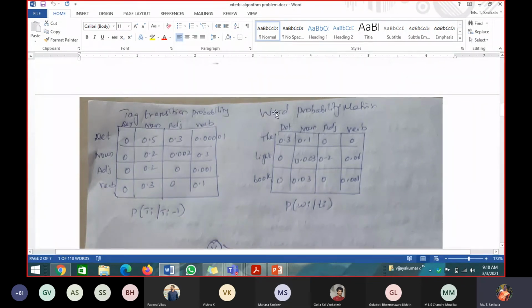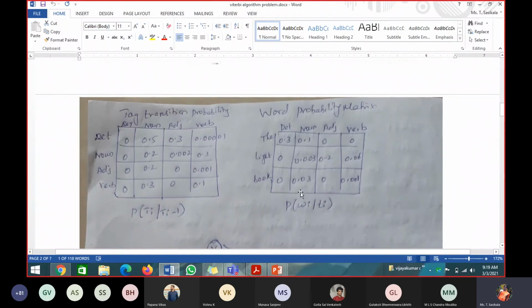First you write the heading, word probability matrix or word transition matrix, and the first step is to convert those values into a matrix representation, which carries marks. What is the word probability matrix formula? P of Wi given Ti. Please write the first heading as word probability matrix or word transition matrix. In brackets you write P of Wi given Ti.